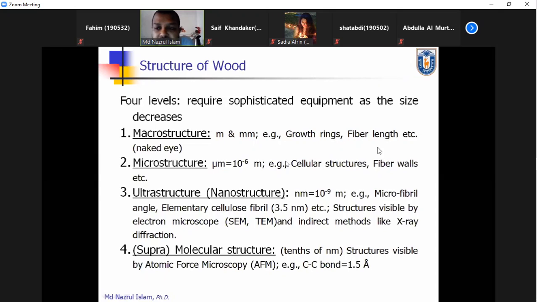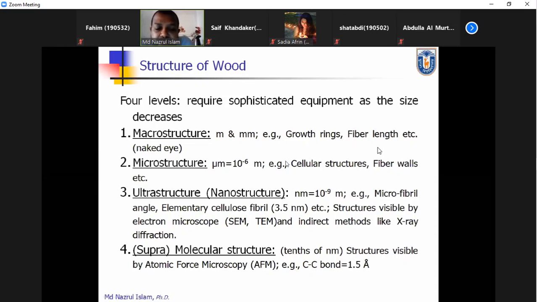Then ultra structure. You have not so far studied ultra structure, you have studied a bit. You can see it only by electron microscope or even better things like TEM. You need to use that so that you can see the ultra structure. That is definitely in the nano scale. So the macro structure is in meter and millimeter scale, the microstructure is micrometer scale, and ultra structure is nanometer scale.